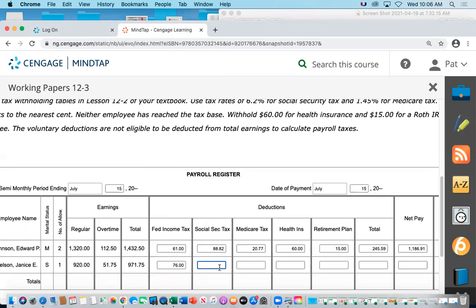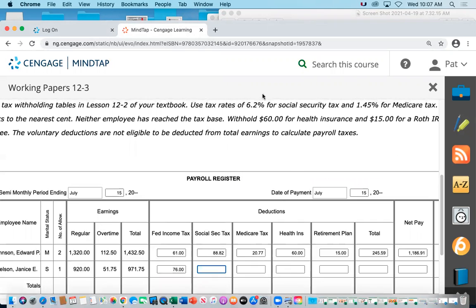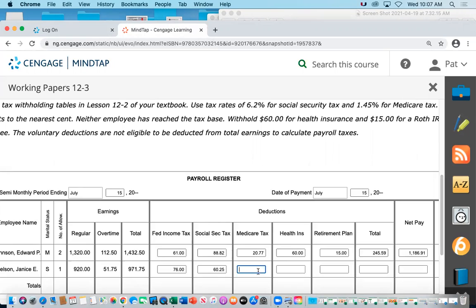Okay. Multiply that total 971.75 by 6.2%, and you get $60.25. 971.75 times 1.45%, you get 14.09. You can see Janice is just starting out. She has got to pay more taxes because she's single. Single people pay more tax than married.